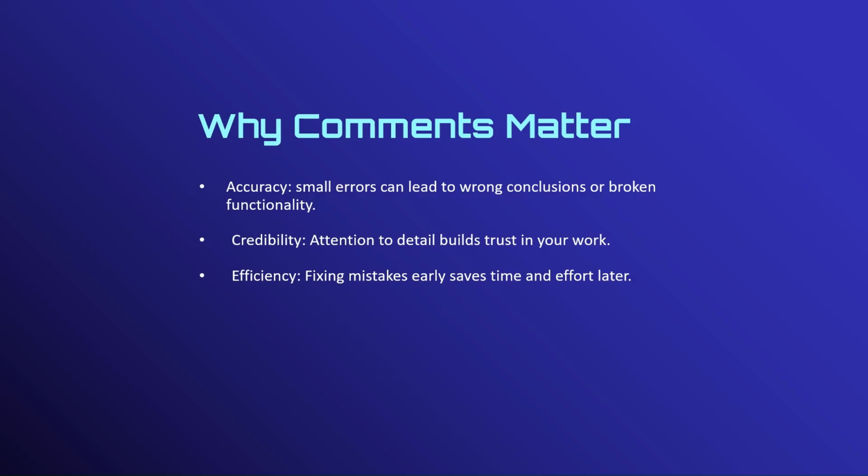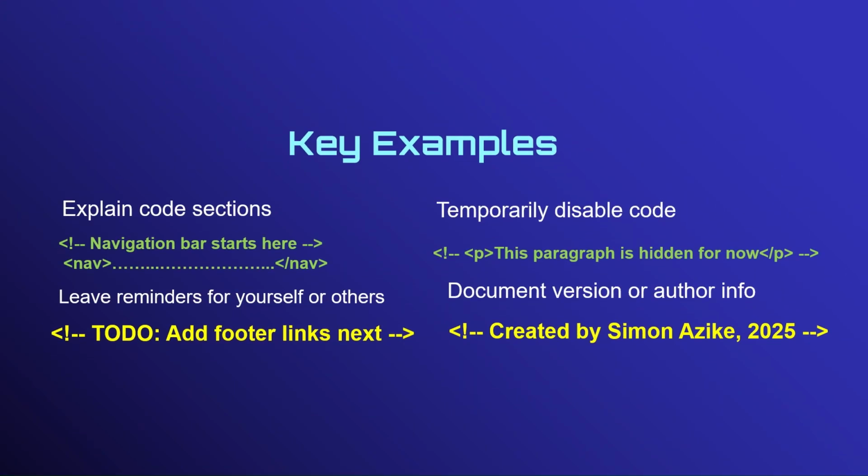So these are some of the key examples where you could have comments in our program. Comments help to explain our code section. They also leave a reminder for us to review later. Temporarily, they help to disable some part of the program we don't want to work on.